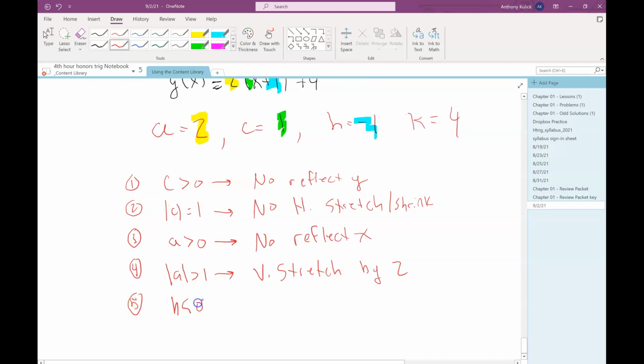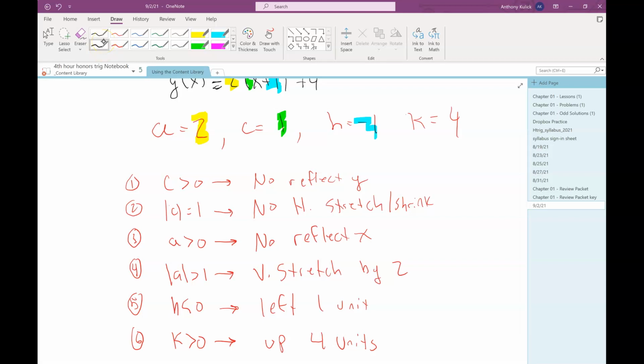Since the h is less than 0, I know we're going to be shifting left 1 unit. I know it's left because it's negative. I know it's 1 unit because it's -1. And then lastly, since my k is positive, I'm going to shift up 4 units. It's up because the k is positive, and it's 4 units because it's 4. That should be pretty easy, right? Okay.